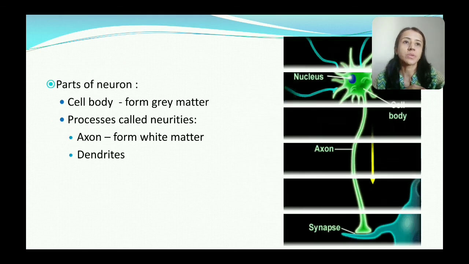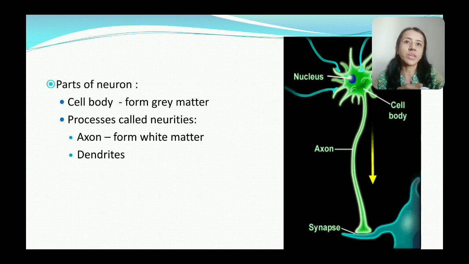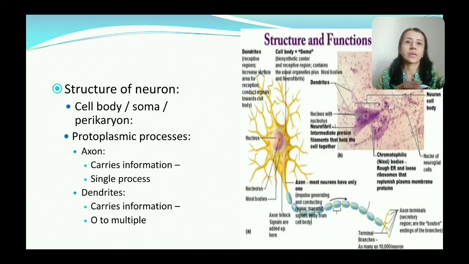Parts of the neuron. A neuron consists of the cell body, which forms the grey matter, and processes known as neurites. They are the axon, which forms white matter, and dendrites. Now, structure of the neuron. A neuron consists of the cell body, or soma, or perikaryon, and it has protoplasmic processes, axon and dendrites. Axon carries information away from the cell body and it is a single process. Dendrites carry information towards the cell body and they number from 0 to multiple.